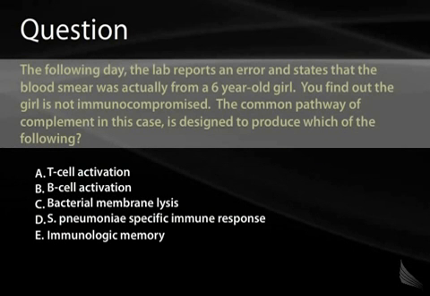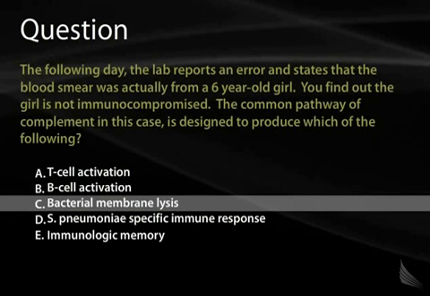Continuing on, the following day, the lab reports an error and states that the blood smear was actually from a 6-year-old girl. You find out the girl is not immunocompromised. The common pathway of complement in this case is designed to produce which of the following? A, T-cell activation, B, B-cell activation, C, bacterial membrane lysis, D, strep pneumoniae specific immune response, and E, immunologic memory.